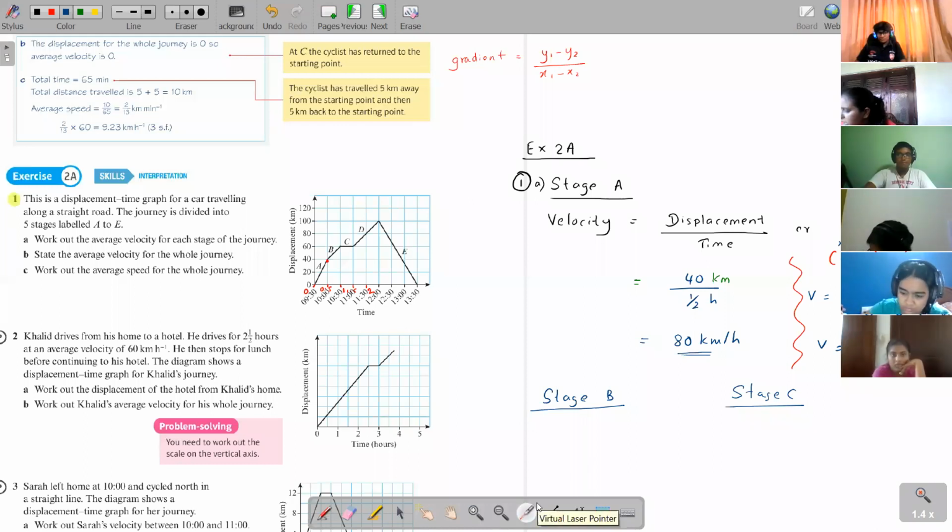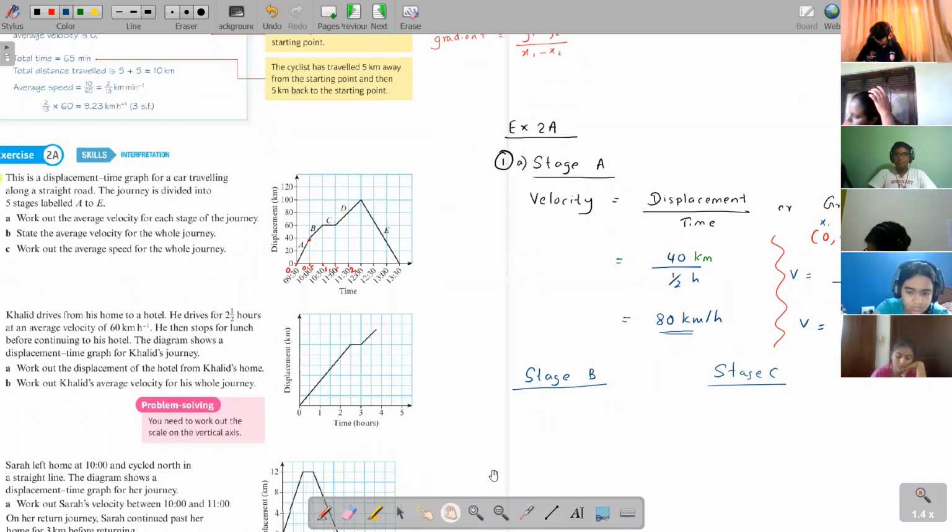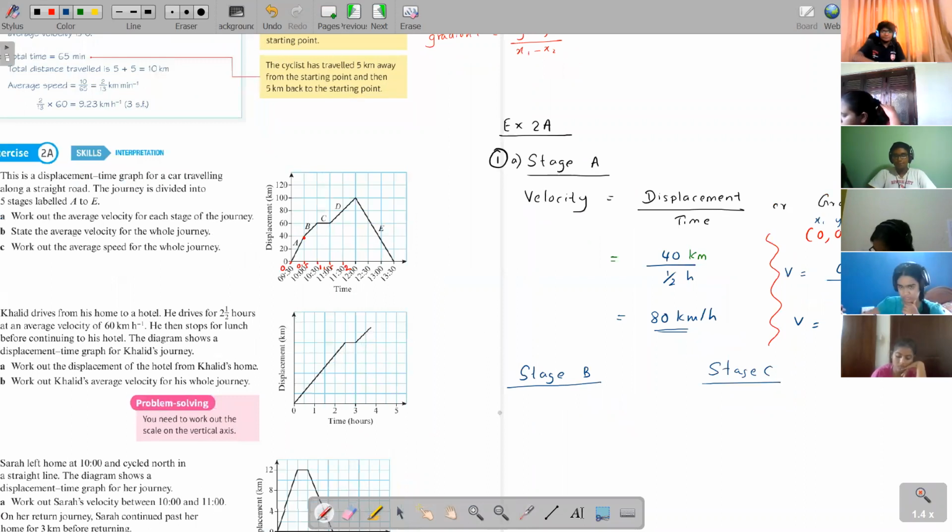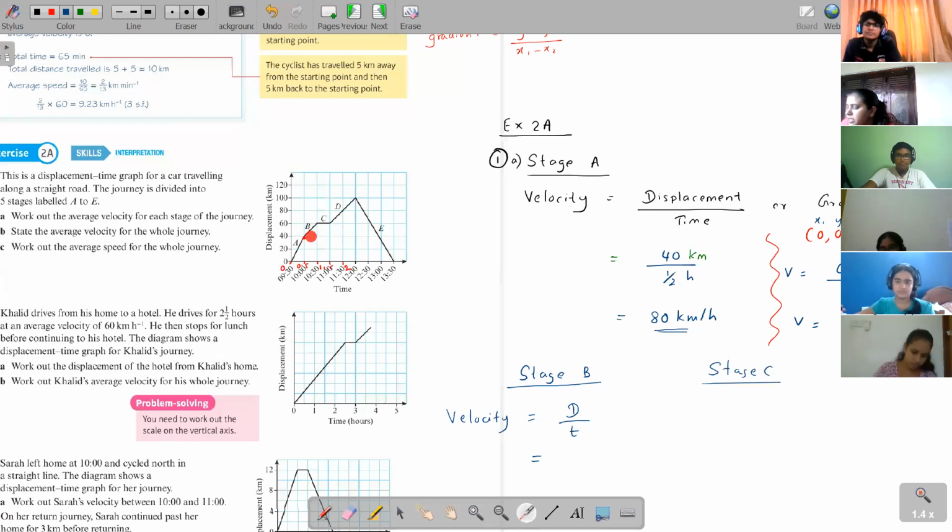Okay, so let's check the answers for stage B and stage C, children. Stage B. If you use displacement over time, I think it's easier. So for the velocity, first of all, we can see it's a straight line. Always check whether you are having curved graphs or straight line graphs. Here we can see very clearly it's a straight line graph from B to C, so quite clearly it's a constant velocity. So velocity is displacement over time. What's the displacement in stage B?